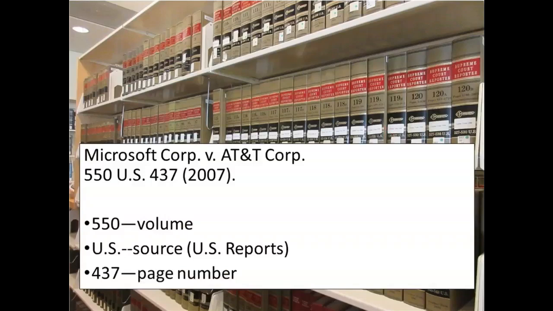Legal citation is a little different than what you may have used before for citing books and articles. Here's a sample citation to a case. Microsoft and AT&T are the parties involved. 2007 is the date the case was decided. What does the 550 U.S. 437 mean? 550 is the volume number. U.S. is an abbreviation for the source. In this case, a source called U.S. Reports. 437 is the beginning page number.